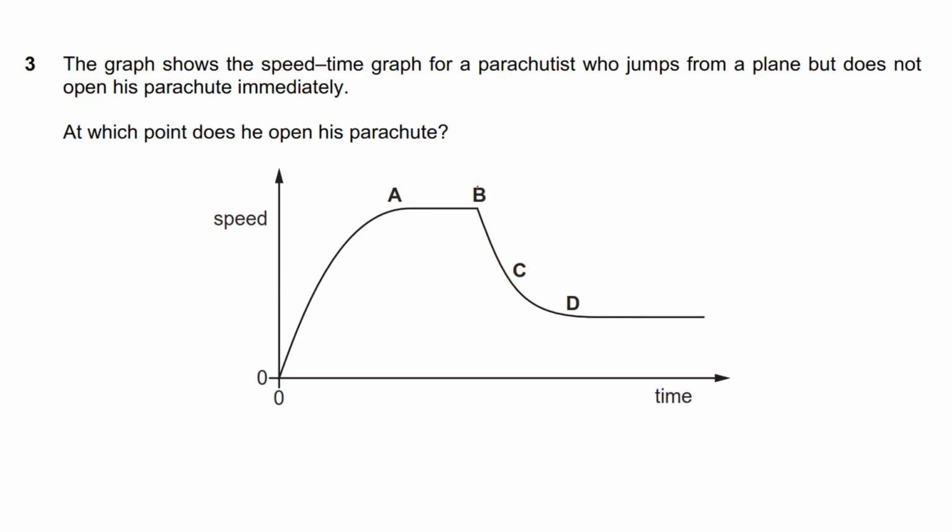So we can see from here that as soon as the parachutist opens his parachute, there will be a sudden change in speed. So the answer B is the best choice, because we can see there is a sudden change in speed and the speed decreases. So B would be our best choice in this case.